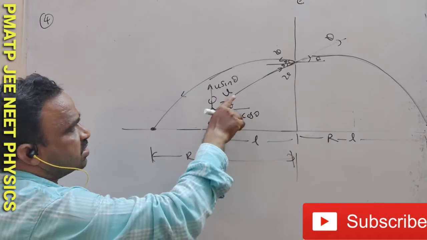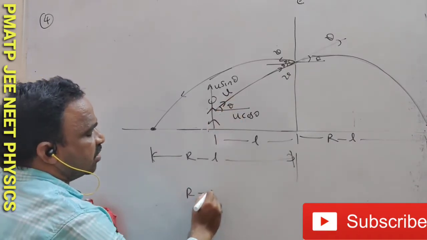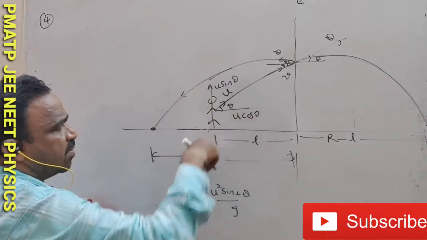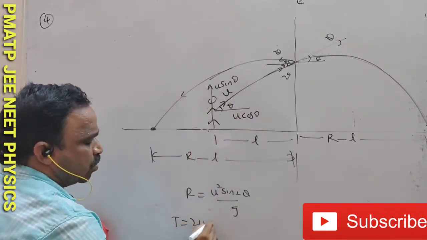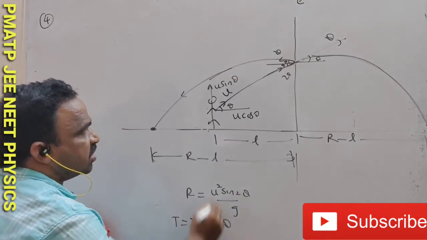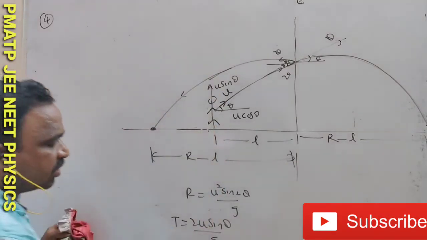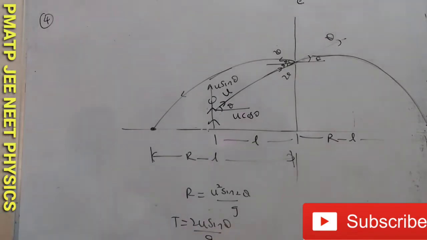Here R is the range. You can find that range as u square sin 2 theta by g. What is the time of flight? Time of flight is equal to 2u sin theta by g. It goes vertically up with velocity u sin theta and comes down, so time of flight is 2u sin theta by g.